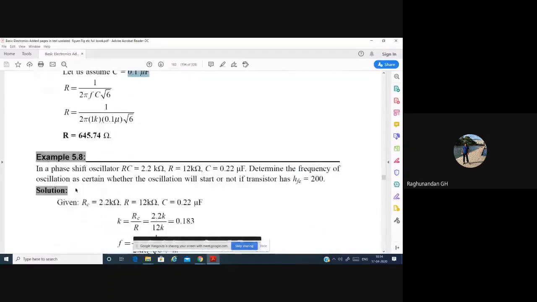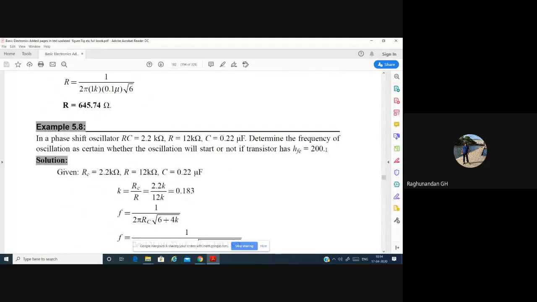After that, here comes the problem I told you about. In an RC phase shift oscillator, R is 2.2 kilo ohm, C is equal to 0.22 microfarad. Determine the frequency of oscillation and ascertain whether the oscillation will start or not if the transistor has hFE equal to 200. So they have given the hFE value and they are asking you to check whether oscillation will start or not. They are telling us the transistor they are using has a current gain of 200.